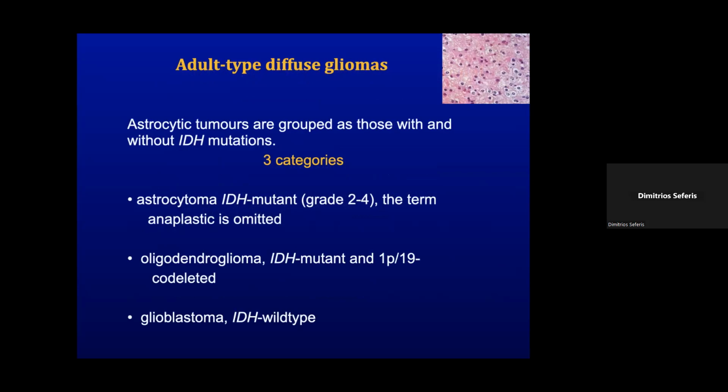We will discuss adult-type diffuse gliomas. Astrocytic tumors are grouped as those with and without IDH mutations. There are three categories. Astrocytoma, IDH mutant, it is grade 2 to 4. The term anaplastic is omitted now. Oligodendroglioma, there is IDH mutant and 1p/19q codeletion to identify oligodendroglioma. And glioblastoma, the classic type, IDH wild type.